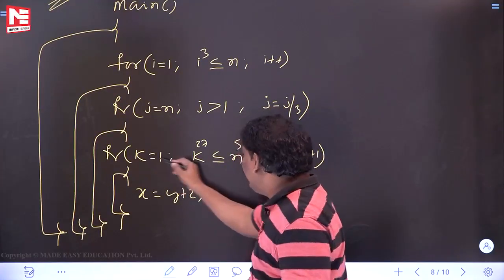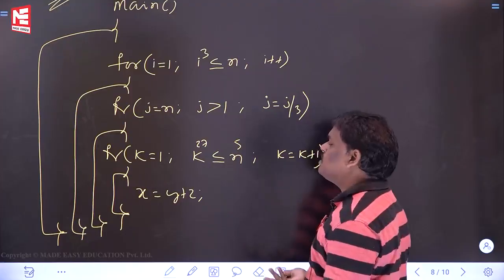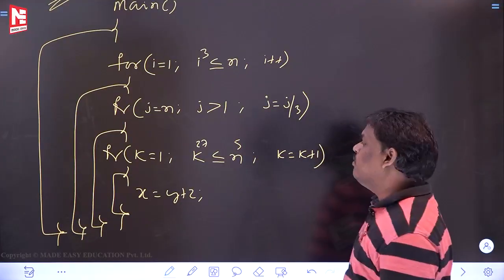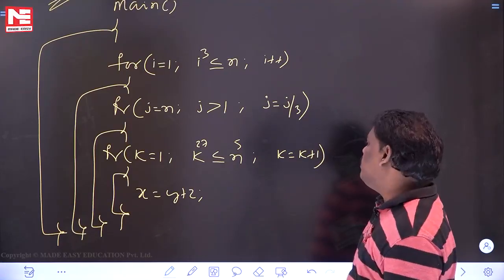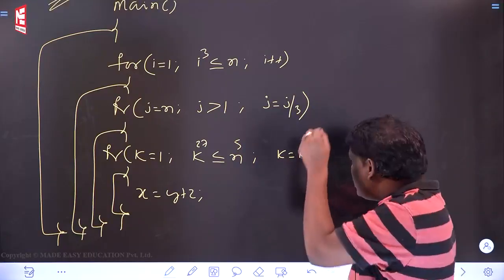Inside the K loop, is there any dependency on I and J? No dependency. Inner loops, okay, no dependency. So that means find individual and multiply. Find individual, multiply. Inner loops, no dependency, find individual, multiply. If the inner loops have a dependency, analyze carefully.